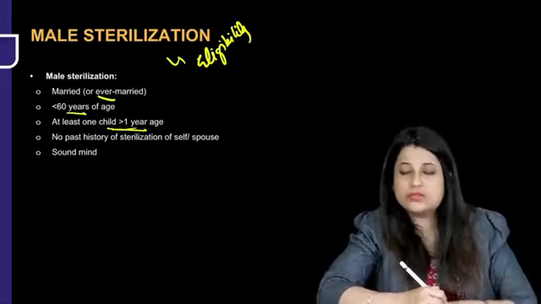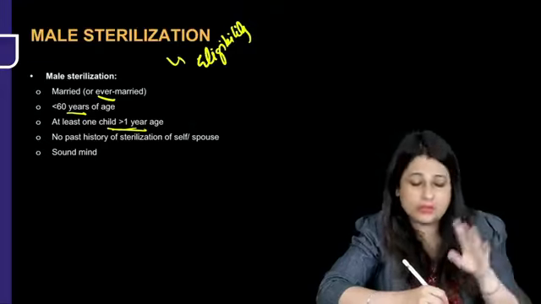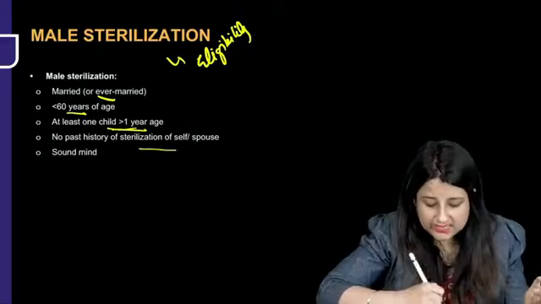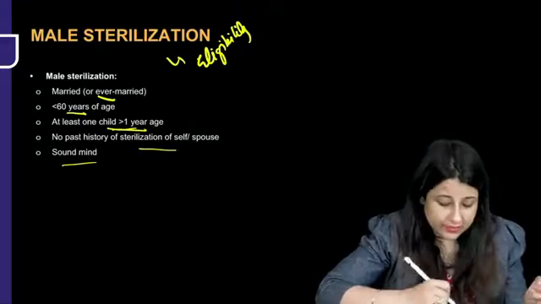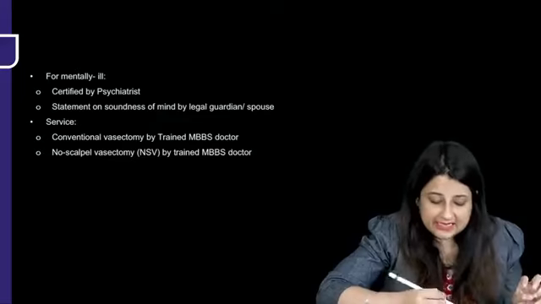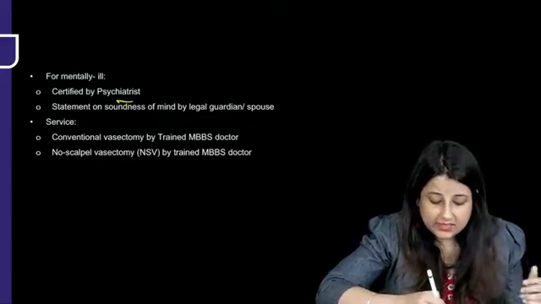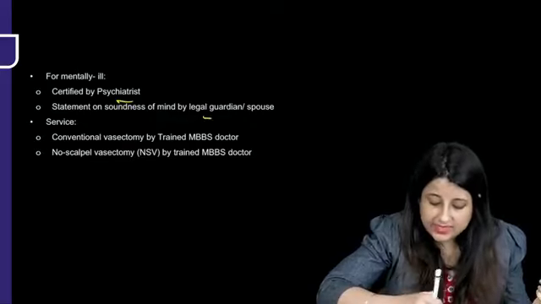This is very confusing. You often say 2 children. No, one child up to 1 year of age is sufficient. No past history of sterilization in self or spouse, and is of sound mind. If they are mentally ill, they have to be certified by psychiatrists, and we need a statement on soundness of mind by the legal guardian.